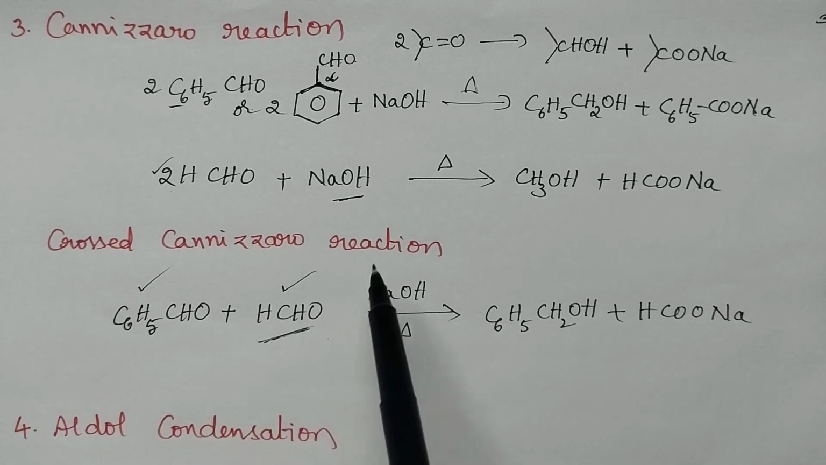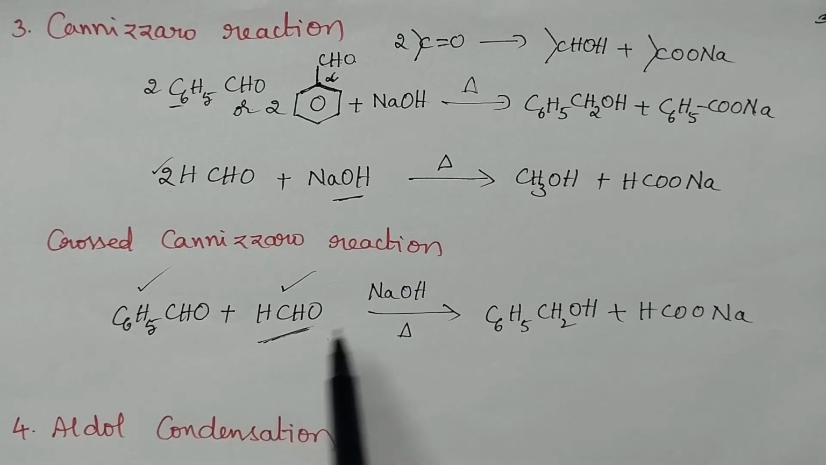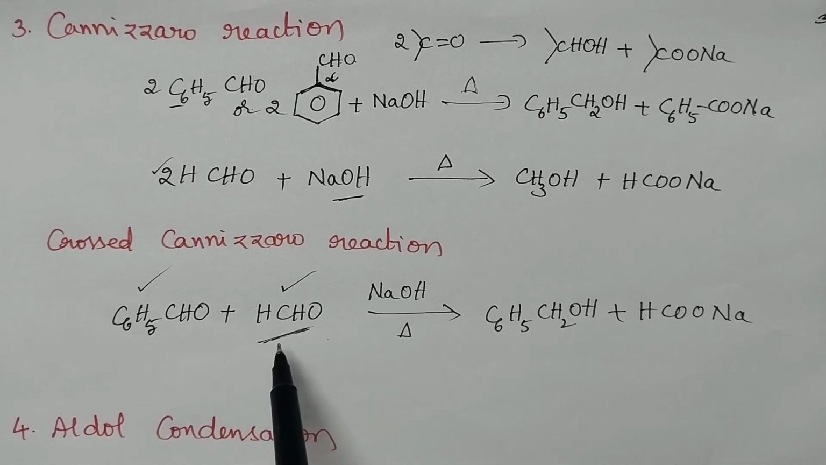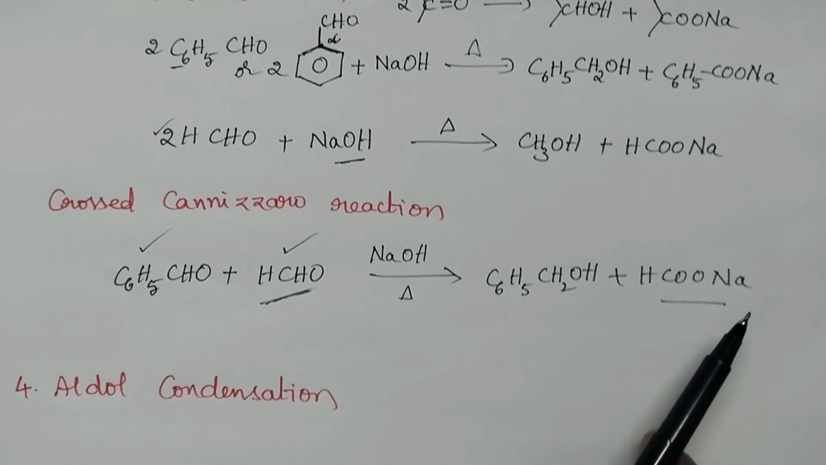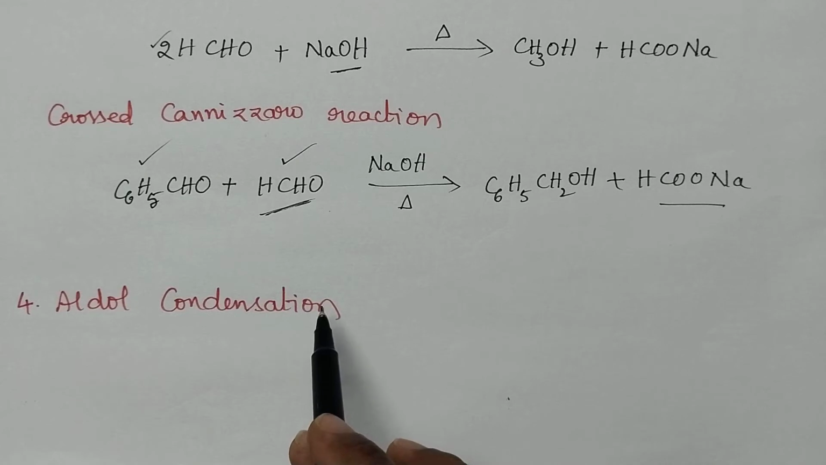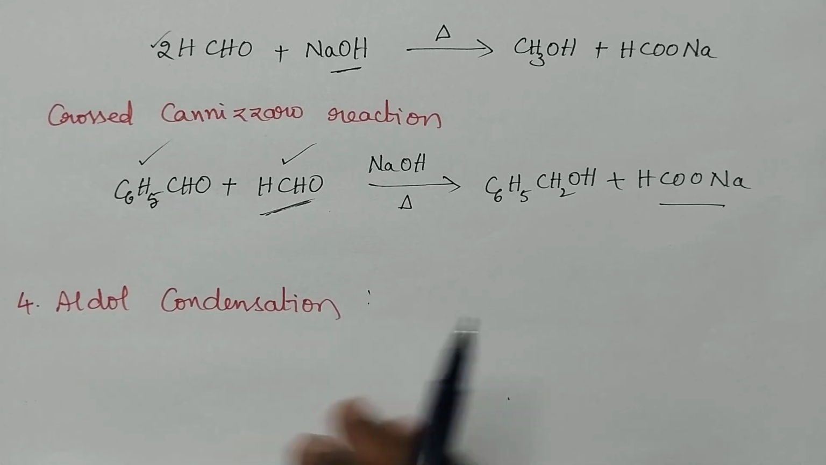So, crossed Cannizzaro reaction means here benzaldehyde is treated with formaldehyde in the presence of sodium hydroxide. Then formaldehyde undergoes oxidation whereas benzaldehyde undergoes reduction. Next, we will discuss the aldol condensation. Coming to the aldol condensation, especially the aldehydes which contain alpha hydrogen undergo self-condensation.